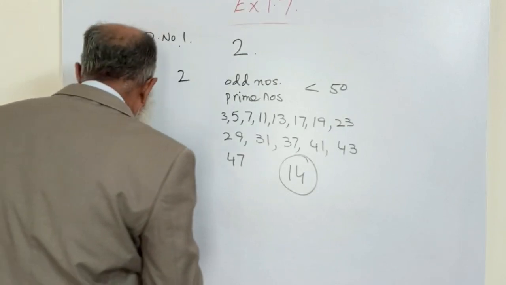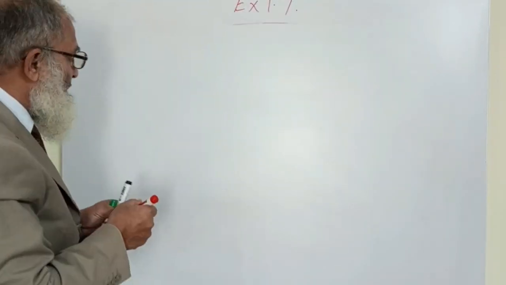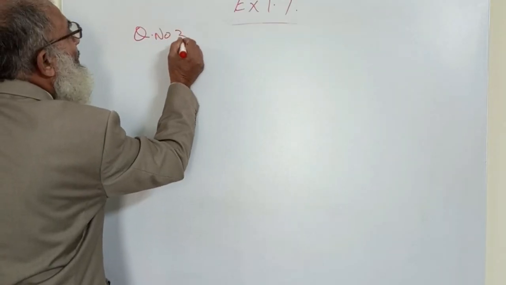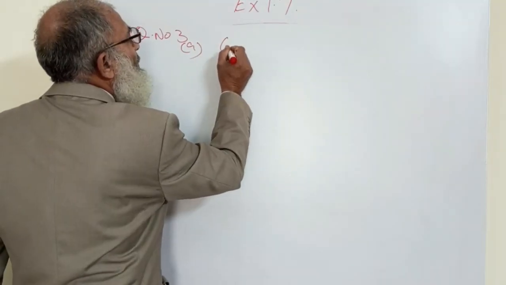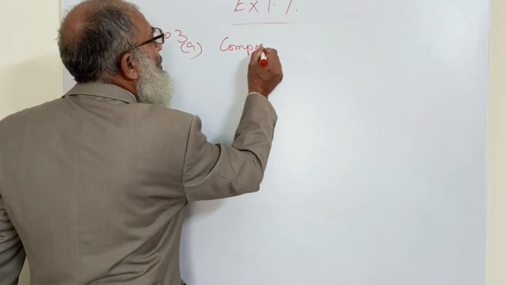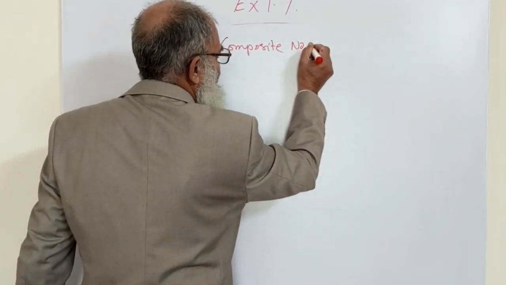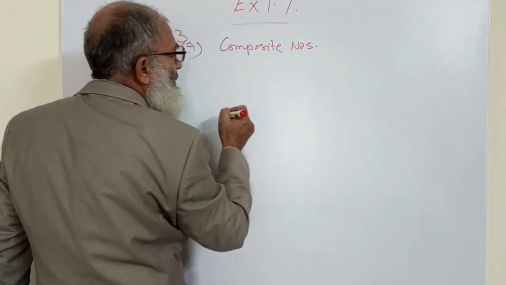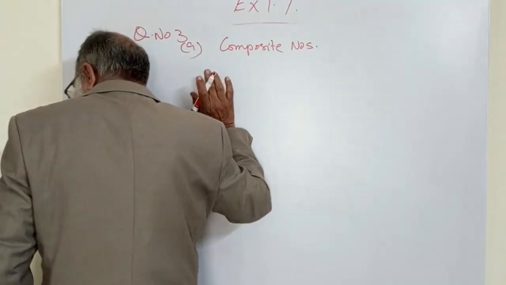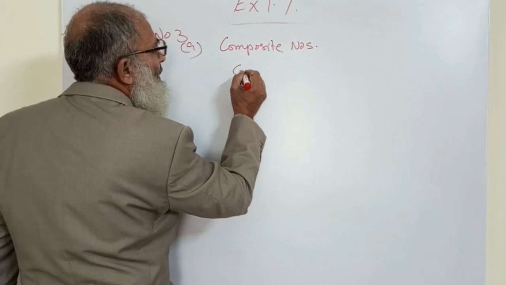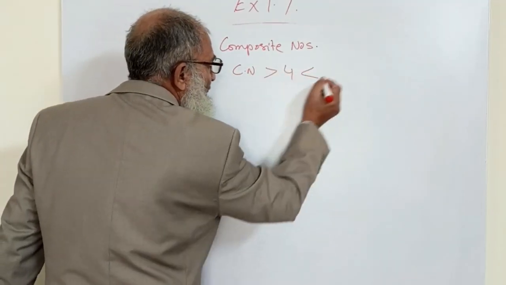Let's proceed to question number 3. Now there are two parts of question number 3. Part A says that I have to list the composite numbers which are greater than 4 and less than 30.